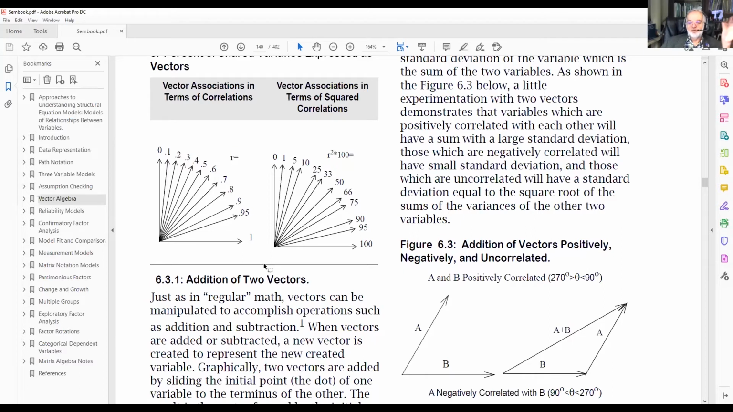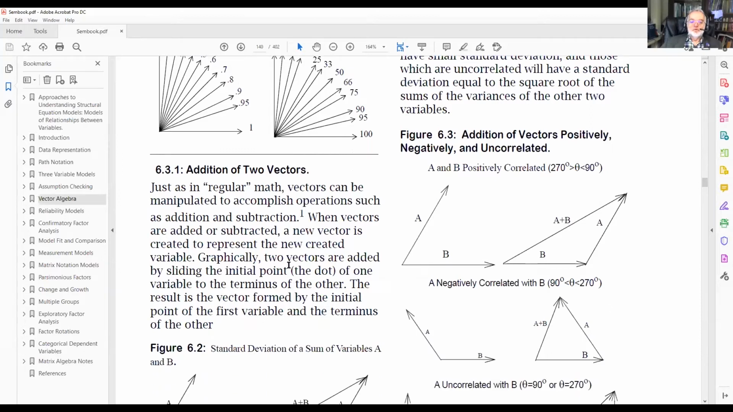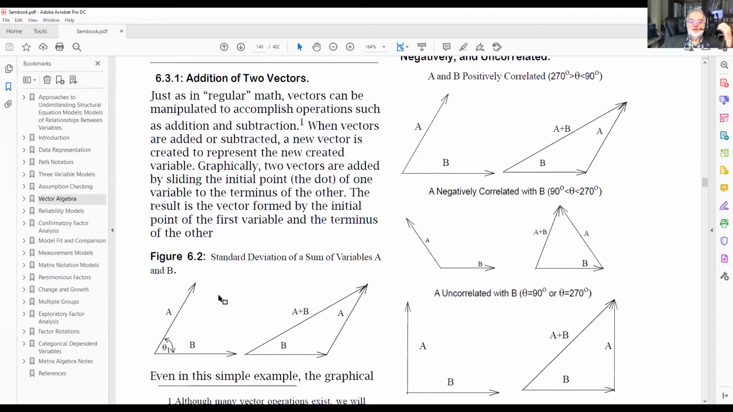Now we've got these vectors, their length is a standard deviation and there's an angle. What can I do with them that's interesting? I can add vectors together. So let's assume that our data are in deviation score form. And I have one variable A and another variable B. And I want to answer the question, what is the standard deviation of the sum of those two variables going to be?